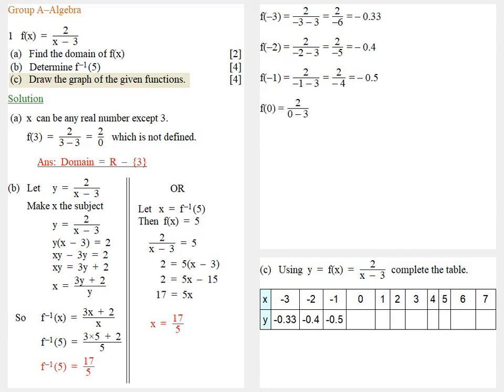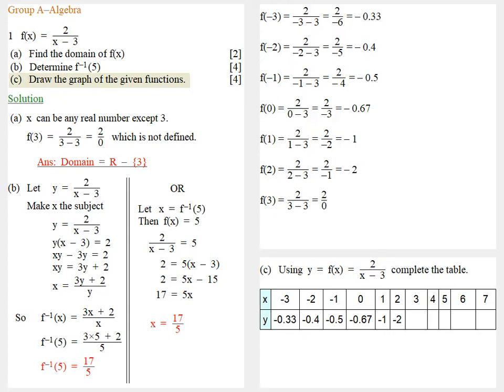If we take x as 0, then we get f(0) is 2/(0 - 3), which is 2/(-3), or minus 2/3, which is equal to minus 0.67. If we take x as 1, then f(1) is 2/(1 - 3), which is 2/(-2), which is minus 1. If we take f(2), that's equal to 2/(2 - 3), which is 2/(-1), or minus 2.